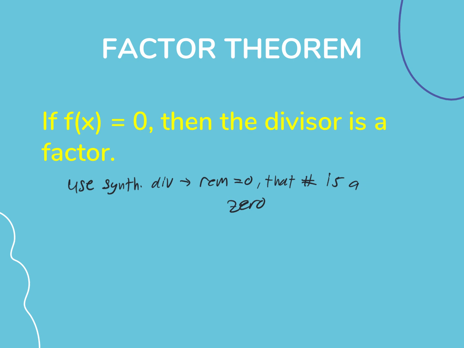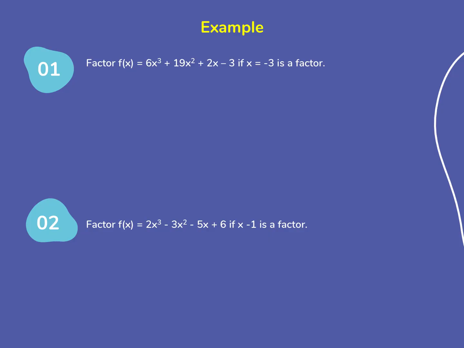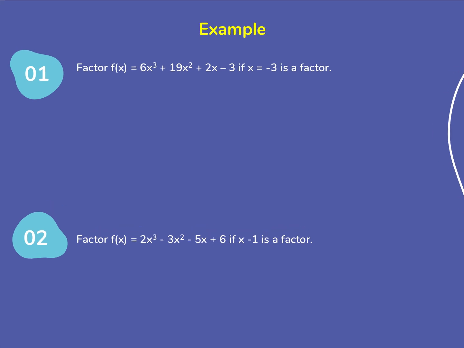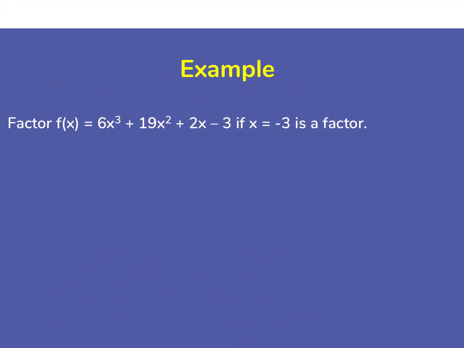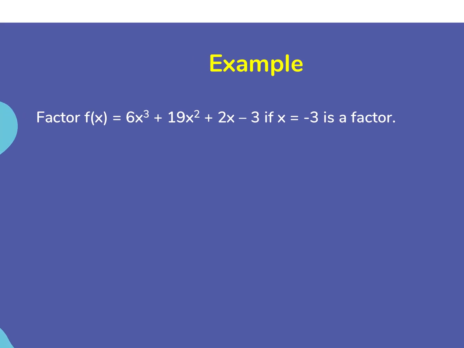All right, so if we get our remainder of 0, then that number is a 0. In other words, the divisor is a factor. So like I said, they mean the exact same thing. This is not new stuff; you guys have seen this before in the previous section. We're going to try to factor this function if x equals -3 is a 0. This isn't a factor, this is a 0.